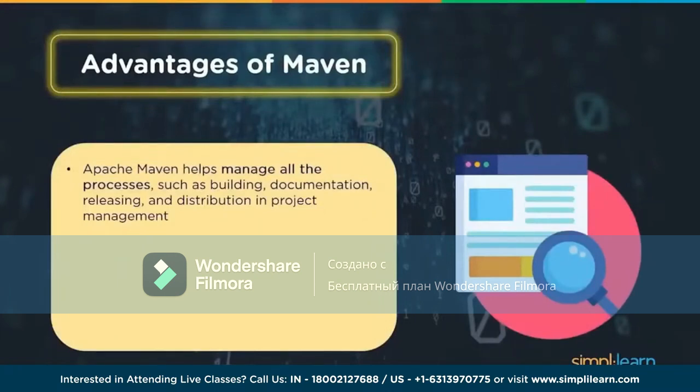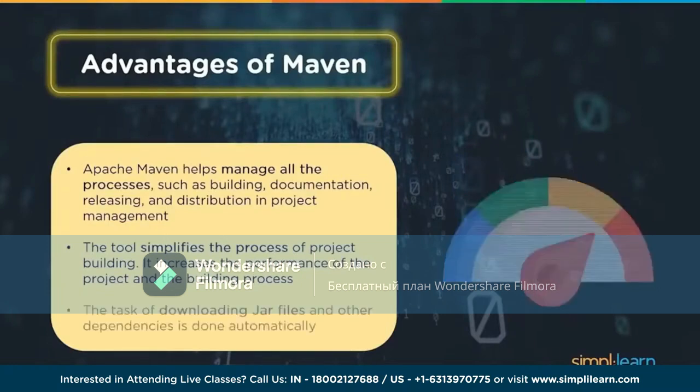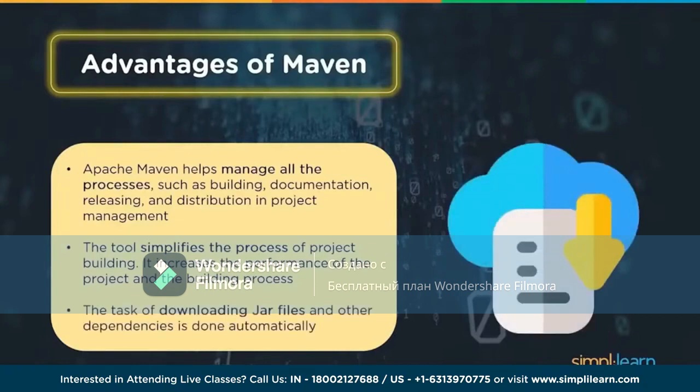The first one is that Apache Maven helps manage all the processes in project management, such as building, documentation, releasing, and distribution. The tool simplifies the process of project building. It increases the performance of the project and the building process altogether. And the task of downloading jar files and other dependencies is also done automatically. We don't have to do any kind of download manually over here.